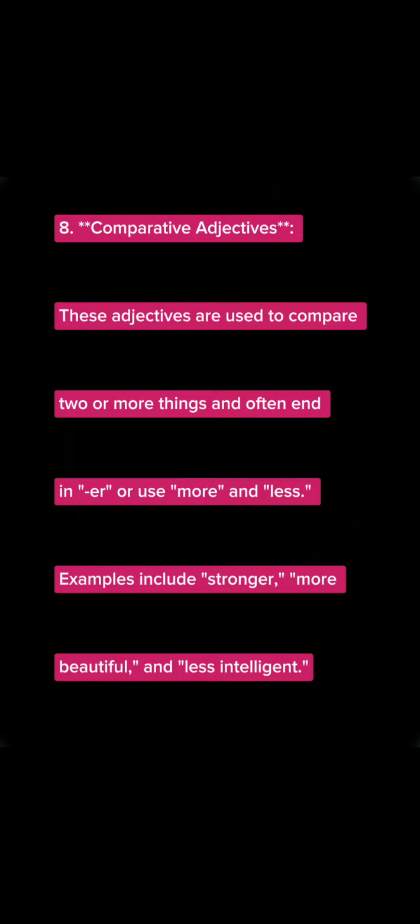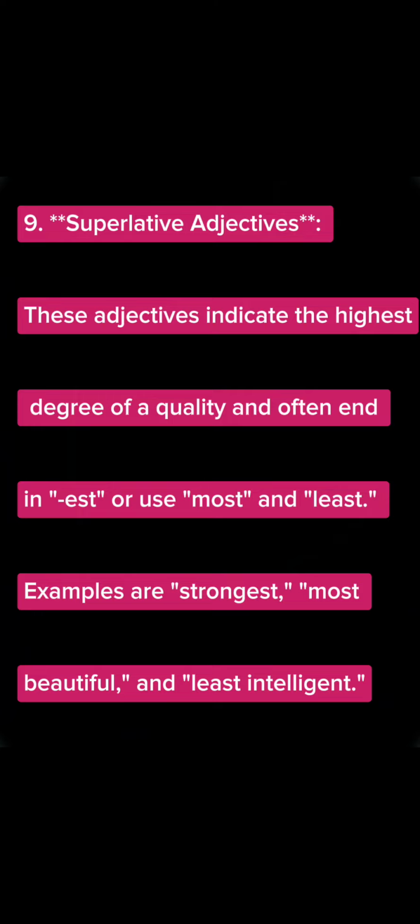These adjectives are used to compare two or more things and often end in -er or use more and less. Examples include stronger, more beautiful, and less intelligent. 9. Superlative adjectives. These adjectives indicate the highest degree of quality and often end in -est or use most and least. Examples are strongest, most beautiful, and least intelligent.